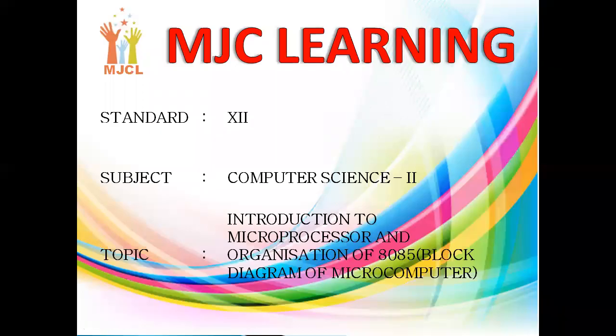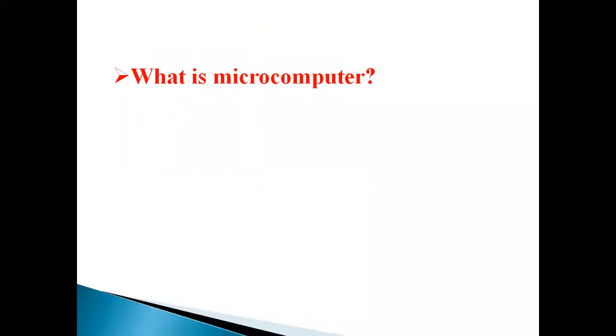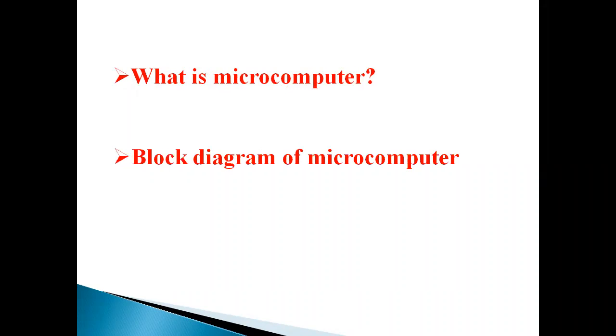Today we are going to study chapter 1 of Computer Science 2, that is Introduction to Microprocessor and Organization of 8084. And the topic is Block Diagram of Microcomputer. So in this chapter we are going to study what is microcomputer, block diagram of microcomputer.